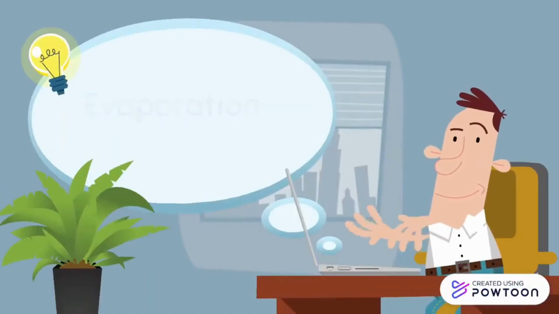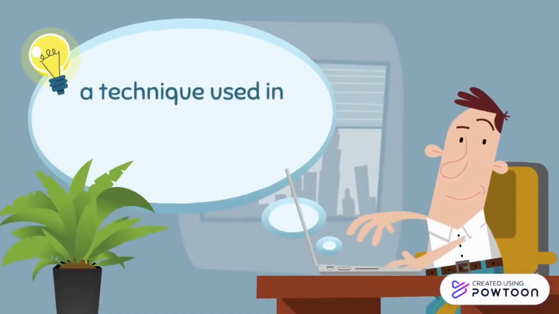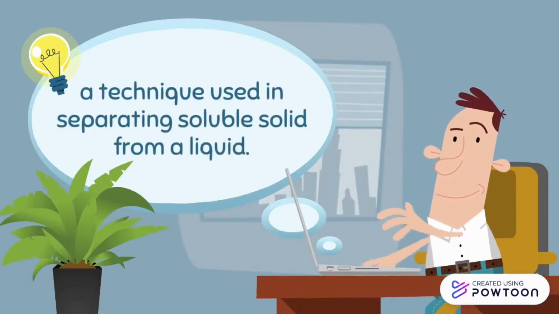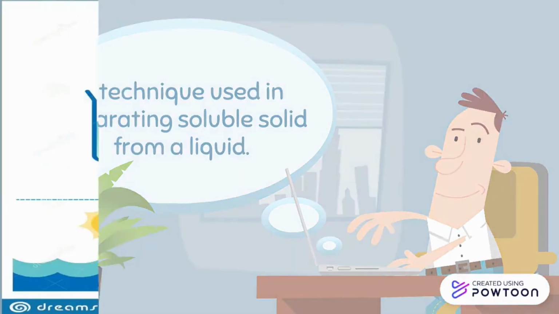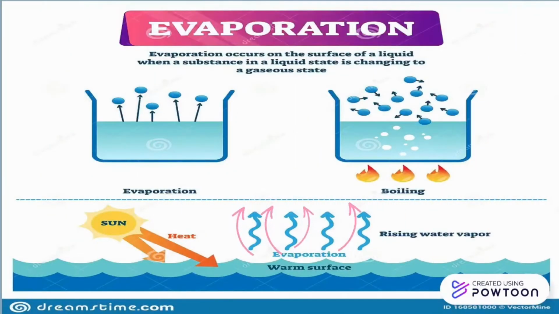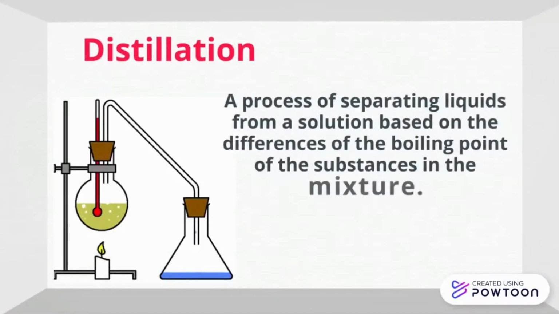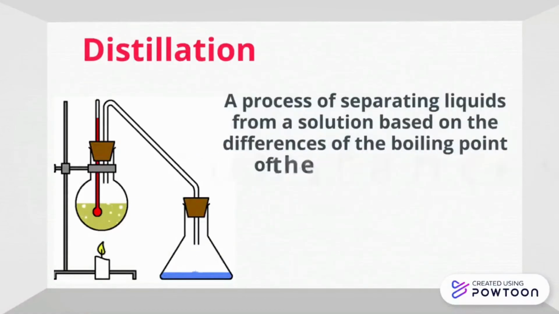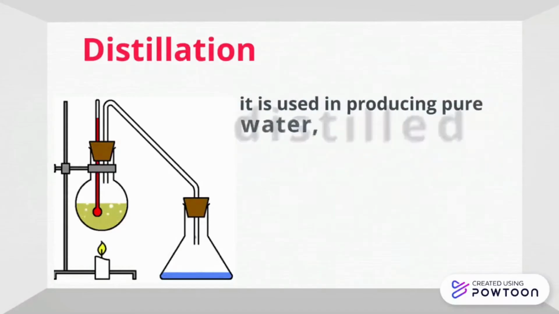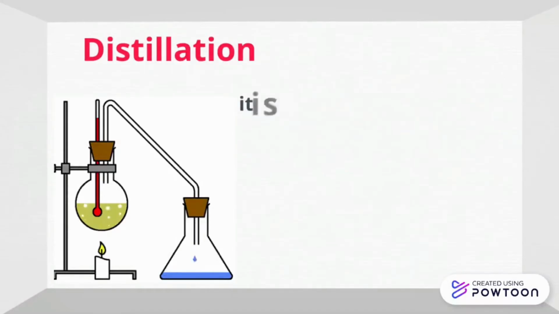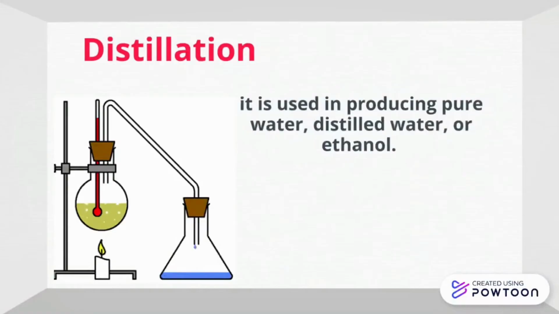Next is evaporation, a technique used in separating a soluble solid from a liquid. Evaporation occurs on the surface of a liquid when a substance in a liquid state is changing into a gaseous state. Let's move on to distillation, a process of separating liquids from a solution based on the difference of the boiling points of the substances in a mixture. It is used in producing pure water, distilled water, or ethanol.